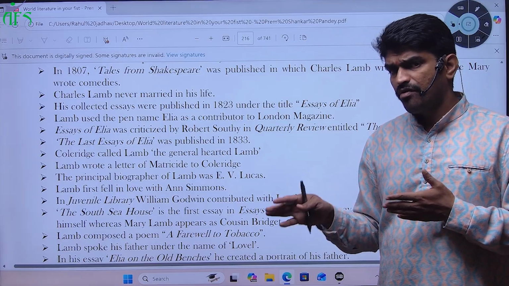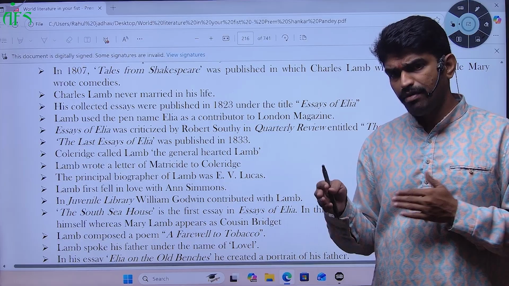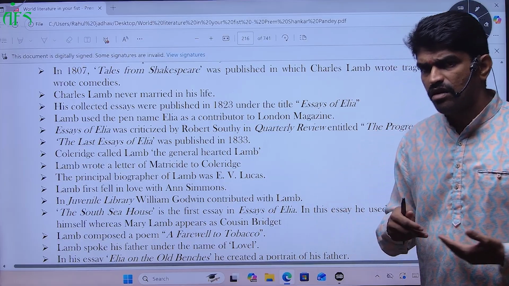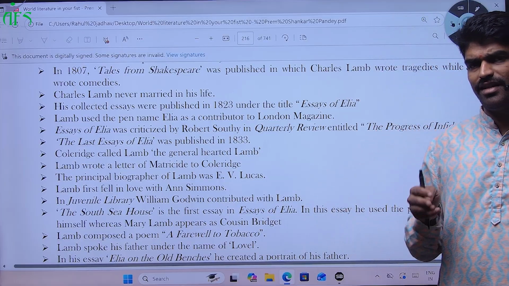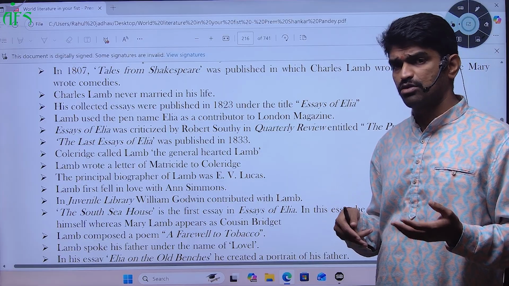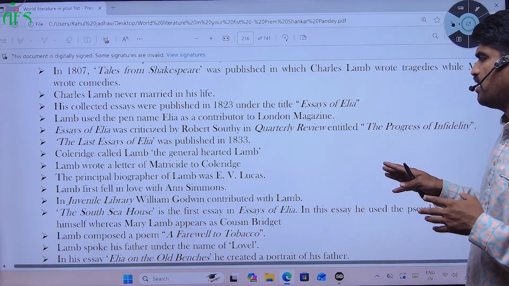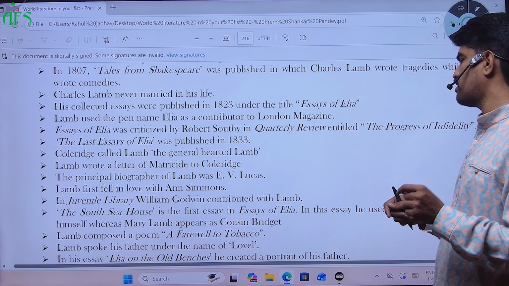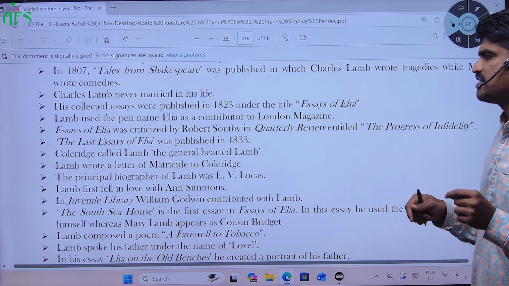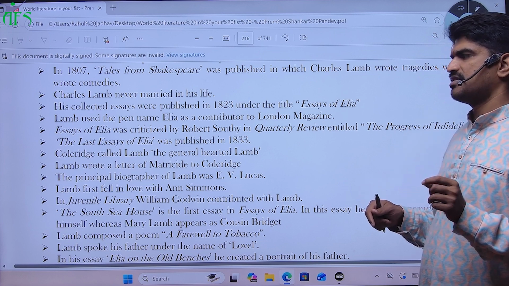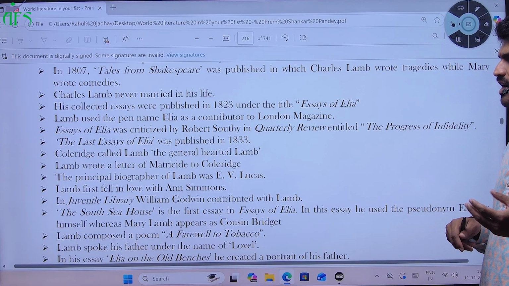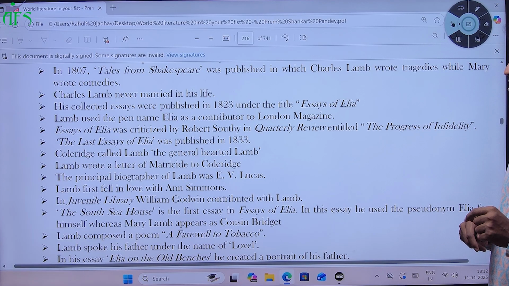Okay, so here we have Charles Lamb, and then there are some other people who have made a kind of critical work on what Charles Lamb has tried to express through literature. So we have Robert Southey here, with a Quarterly Review article entitled The Progress of Infidelity, which is important, as it is a criticism of Essays of Elia. The last essay of Elia was published in 1833.